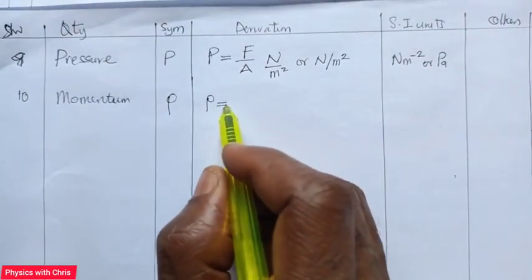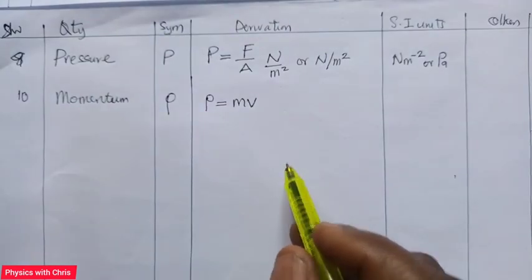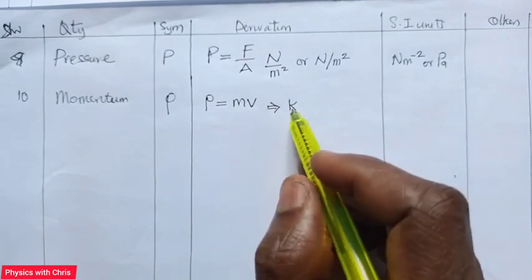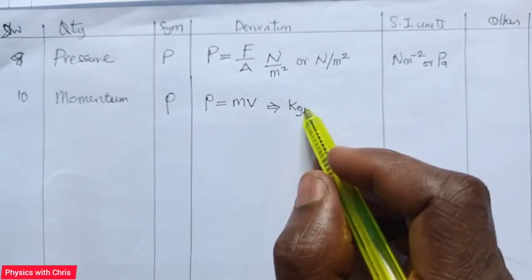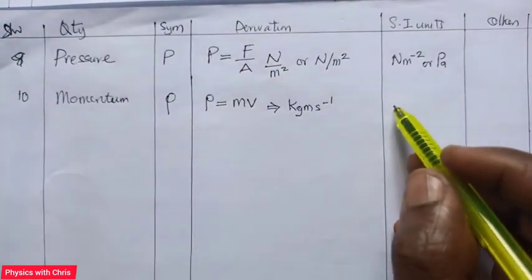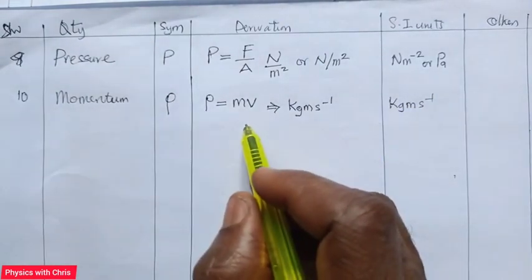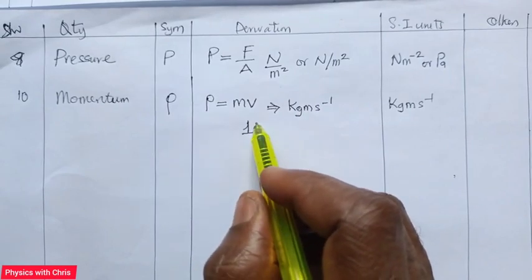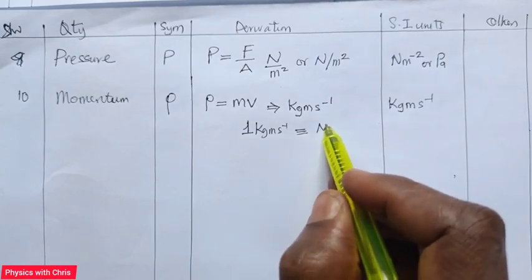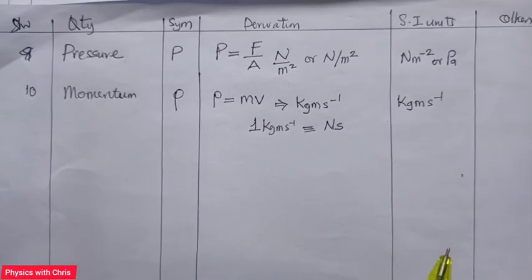So momentum is defined as the product of a body's mass and its velocity. It's a vector quantity. The unit follows the definition: mass is in kilogram, velocity in meter per second. This gives the SI unit of momentum, kilogram meter per second. We can also say that 1 kilogram meter per second is equivalent to the Newton second, so sometimes we give the unit of momentum as Newton second.